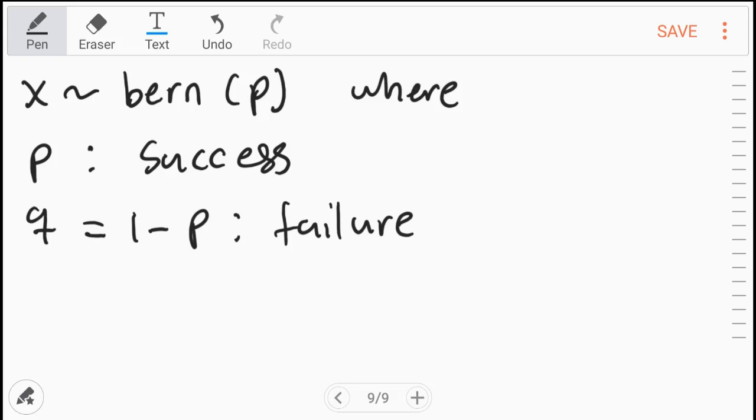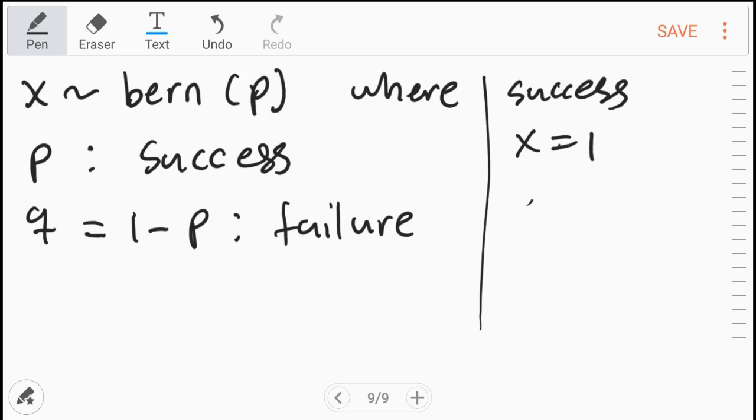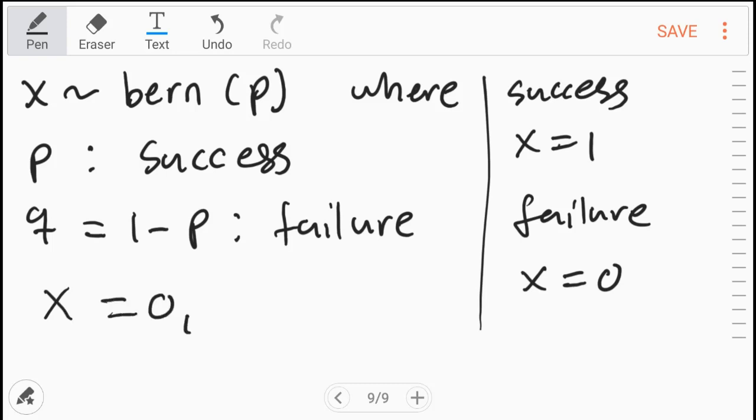Now let's take note that in a Bernoulli distribution there are only two outcomes. It's either the outcome is a success, that is when X is equal to 1, or the outcome is a failure, when X is equal to 0. So it means that in a Bernoulli, X can either be 0 or 1. So X takes only two values.